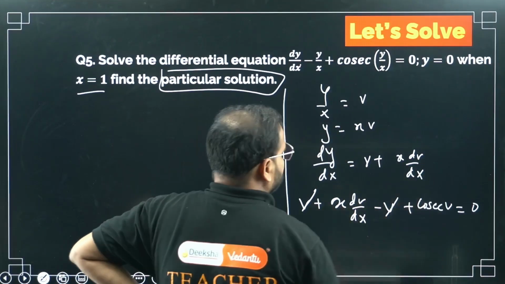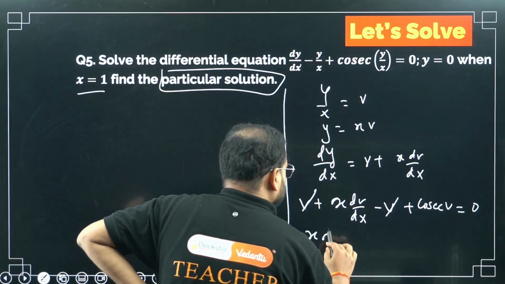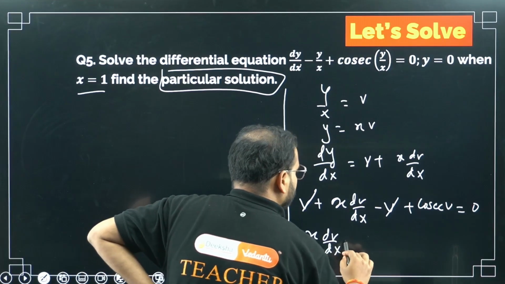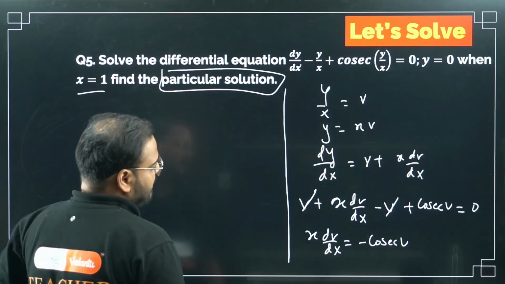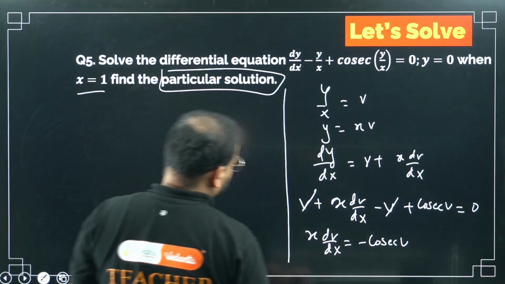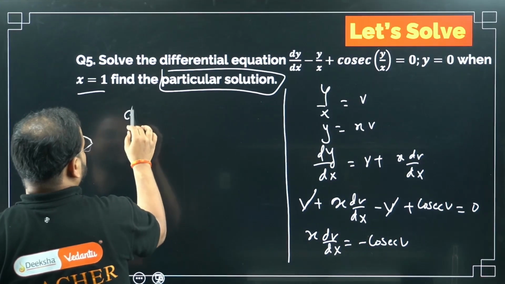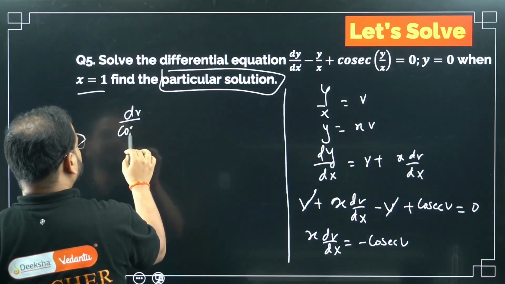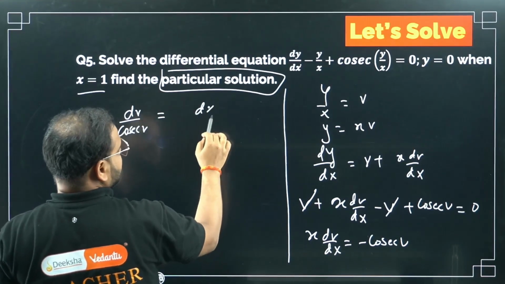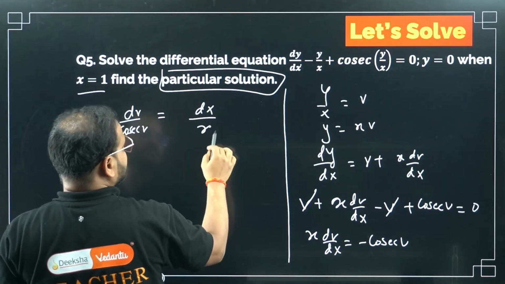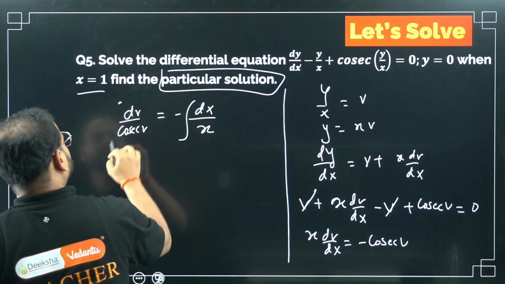Okay, I'll bring the cosec v on this side. I'm going to get what? x dv by dx equals minus cosec v. Okay, dv is here, so I'm going to bring this cosec v over here. I'm going to get what? dv by cosec v equals minus dx by x. There's a minus sign. Integrate now.